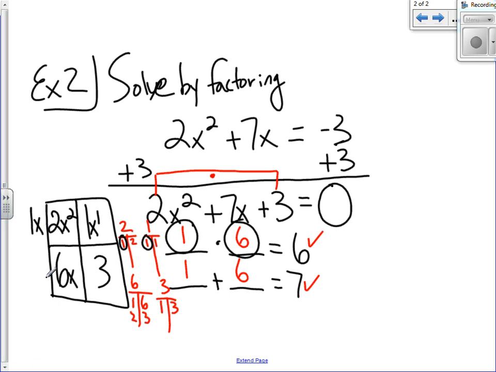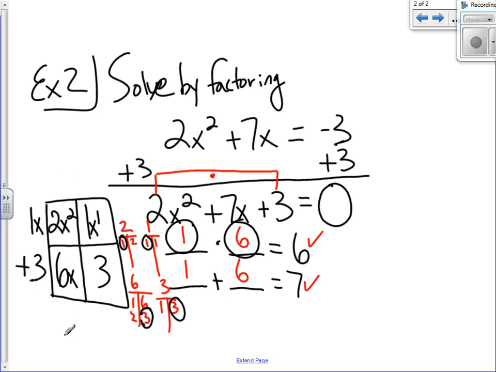What's the GCF of our bottom row? 6 and 3. The biggest number in these 2 charts is 3. All right, we can take out a 3. Now we need to determine the sign of this number. We take the sign directly to the right of us. The 6 is positive, so that means our GCF is going to be positive.